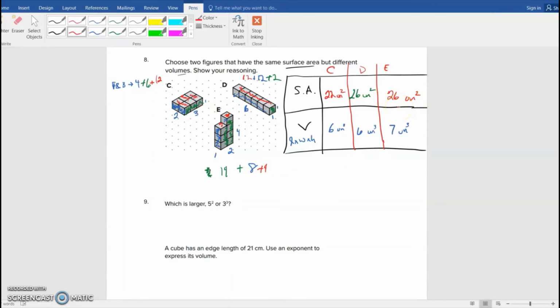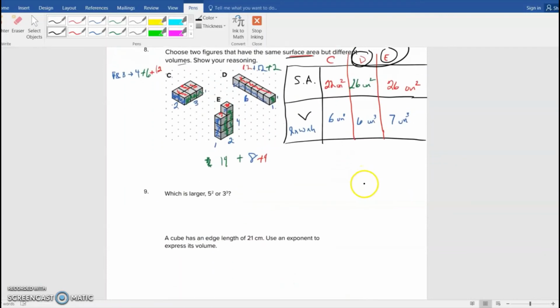So now that I have this nice little chart, I can look back to my question and see which of these have the same surface area and different volumes. Okay, and that becomes pretty clear now. For the same surface area, letters D and E both have a surface area of 26 and different volumes. This one is 6 and this one is 7. So the correct two answers would be letters D and E for number 8. Let me know if you have any questions on that.